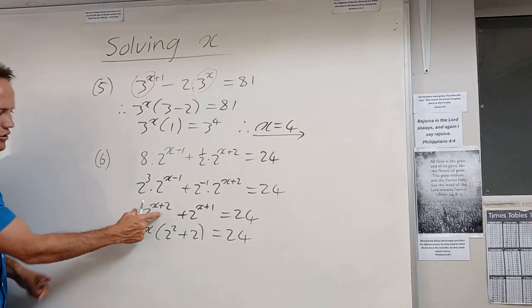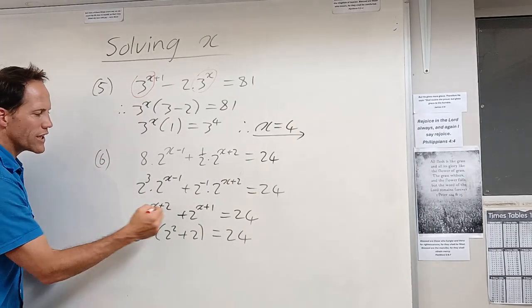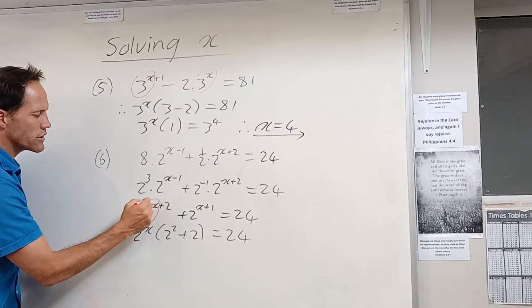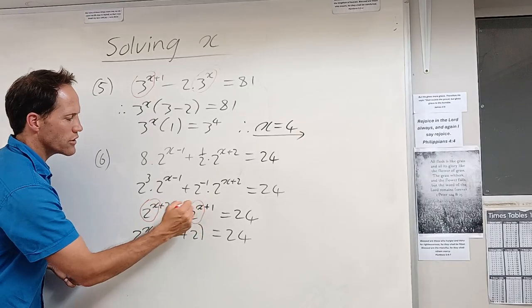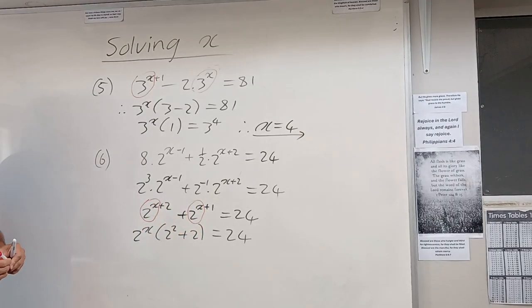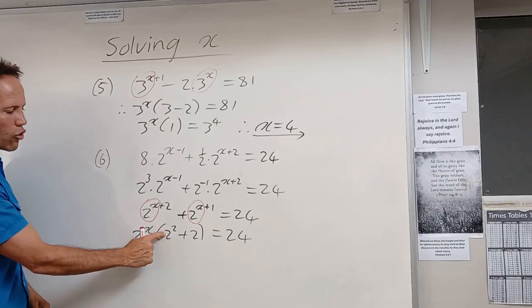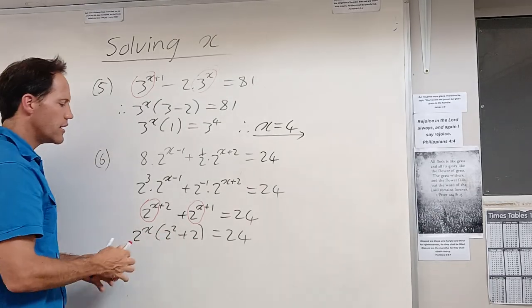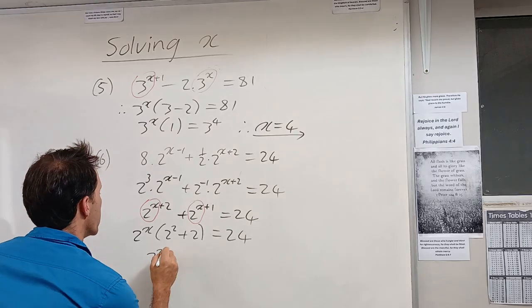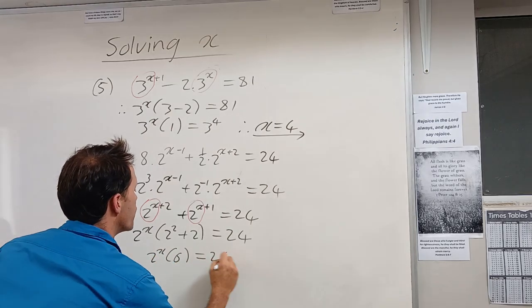We took out the 2 to the power x. You could have taken out 2 to the power x plus 1 also. You're going to get to the same answer in this case. So let's just take out the 2 to the power x, and then this is 4 plus 2, which is 6. So we got 2 to the power x times 6 equal to 24.